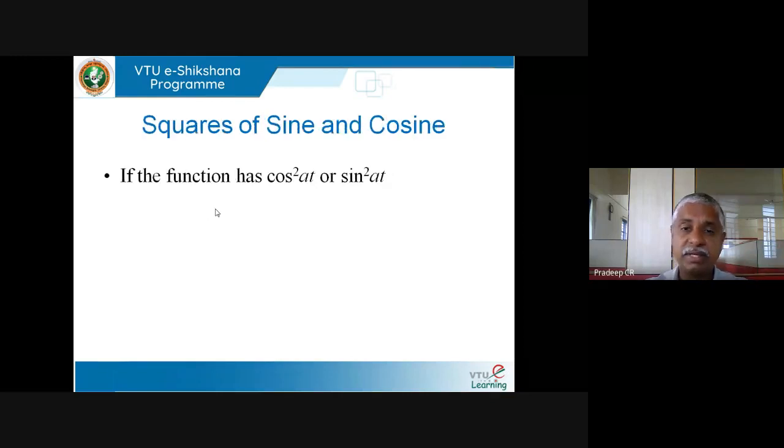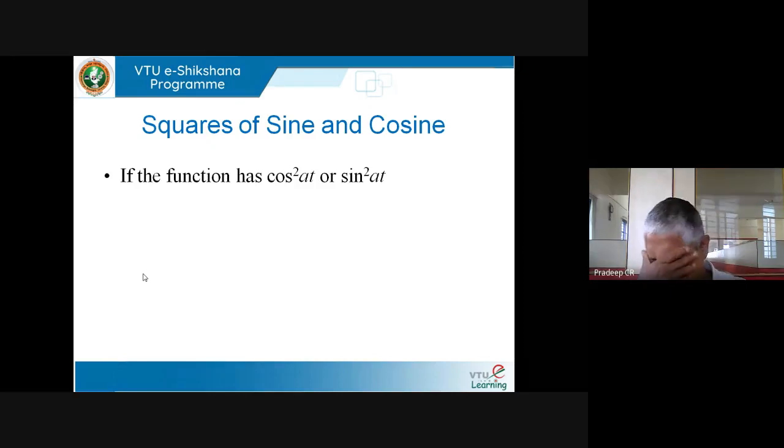Now let us try another one. I have squares of sine or cosine. How do I do this? Well, I don't have both of them, one of them. I'm not doing something like sine square at plus cos square bt. That also you can do, but right now I'm taking one term at a time. So let us take some one from. How do you do this?